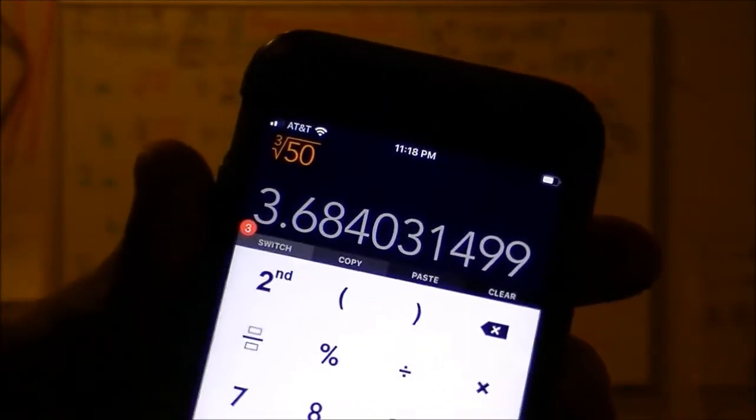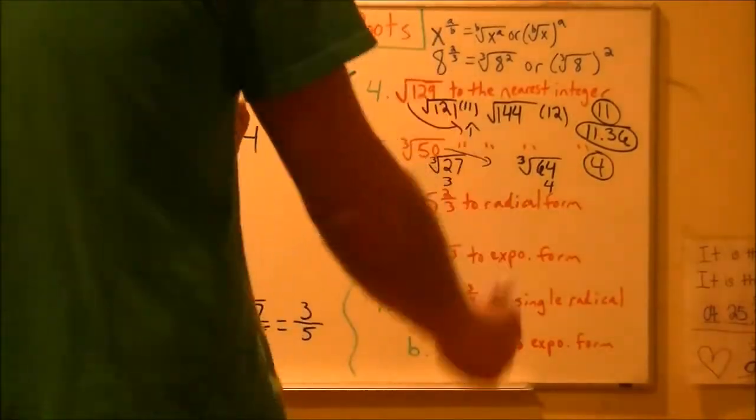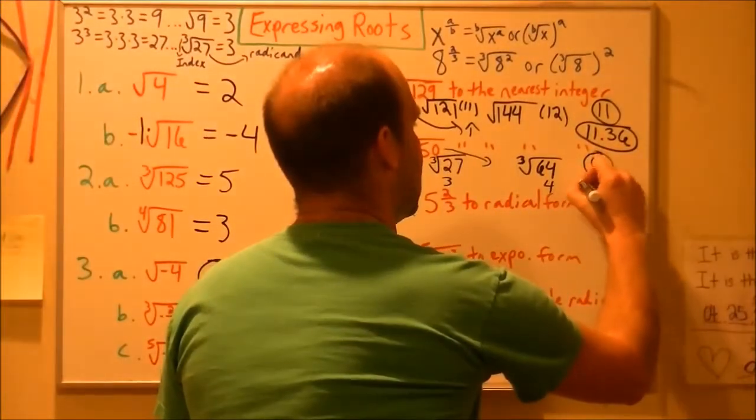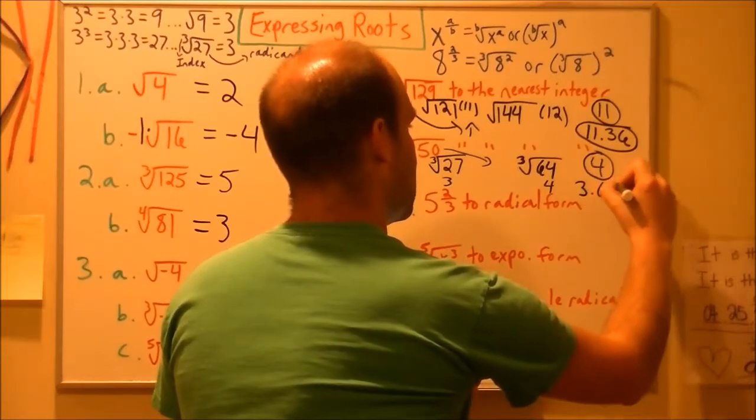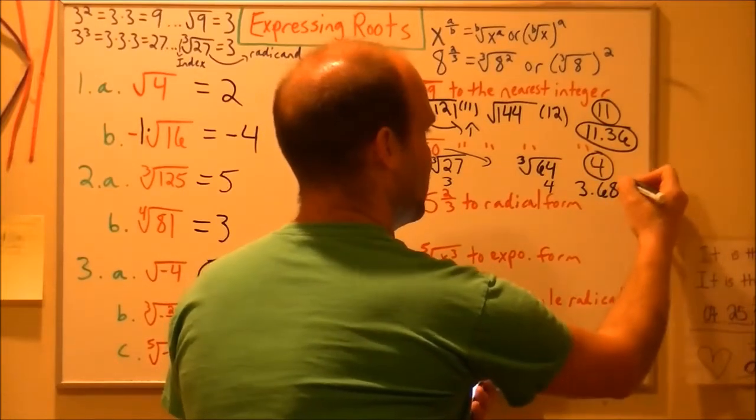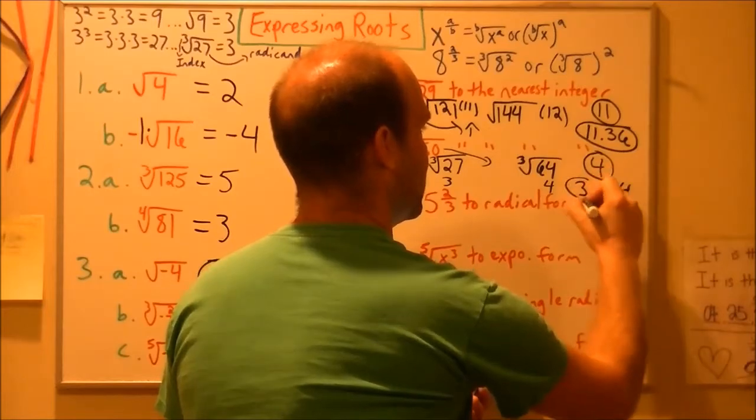All right, so 3.684. Attention span of a field mouse. That is I. Using a calculator, 3.684. We rounded to the 1,000th place.